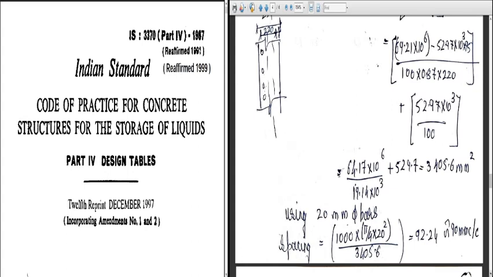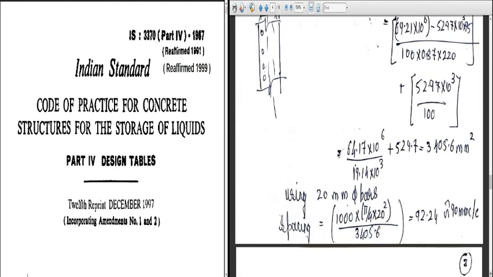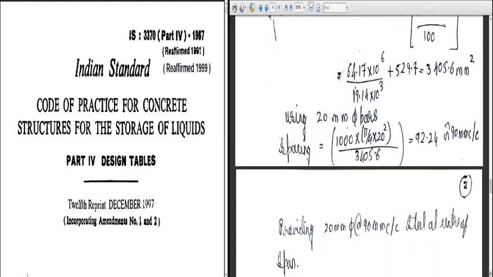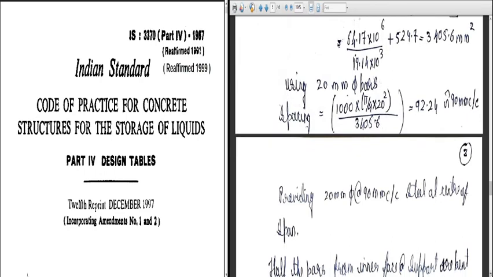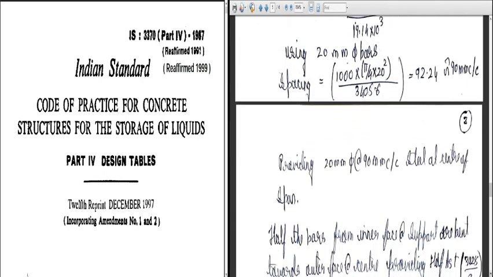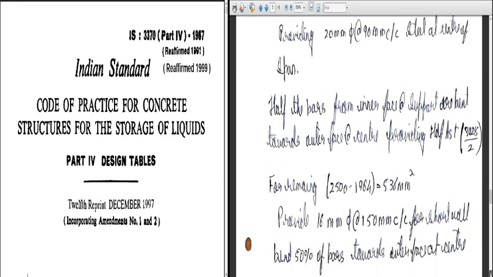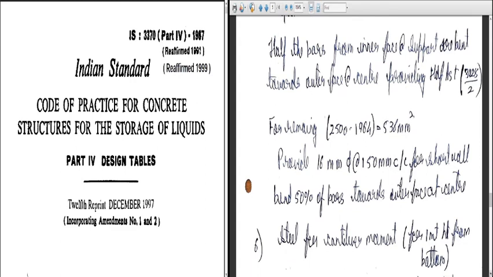So let us consider 20 mm diameter bars. So spacing we calculate: 1000 into pi by 4 into 20 square divided by the AST. So 92.24. So we will provide at 90 mm center to center. So providing 20 mm diameter at 90 mm center to center steel at the center of the span. So half the bars from the inner face at the support are bent towards the outer face at the center, providing half AST. So for remaining 2500 minus 1964, 536, provide 16 mm diameter bars at 150 mm center to center for short wall and bend 50% towards the outer face at the center.